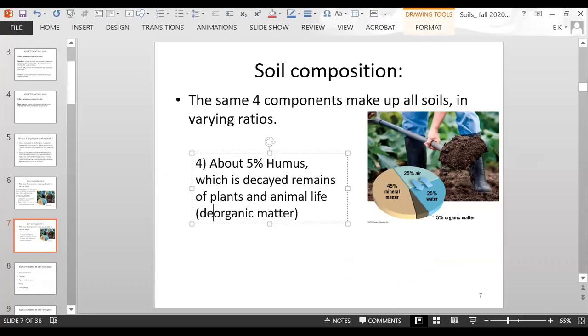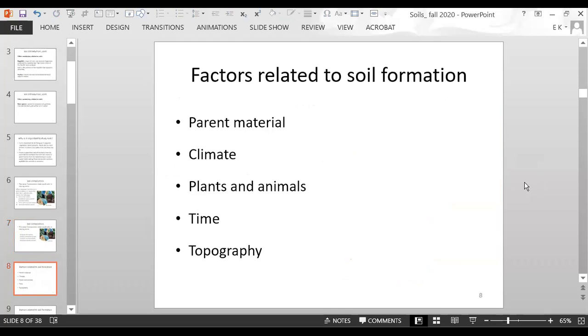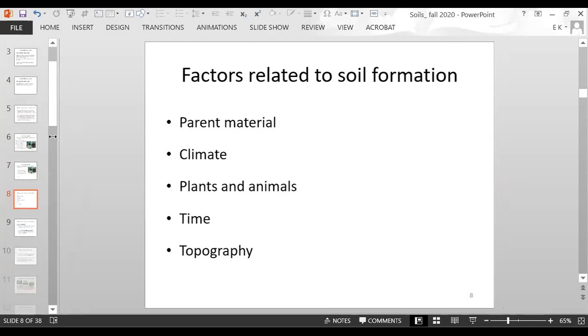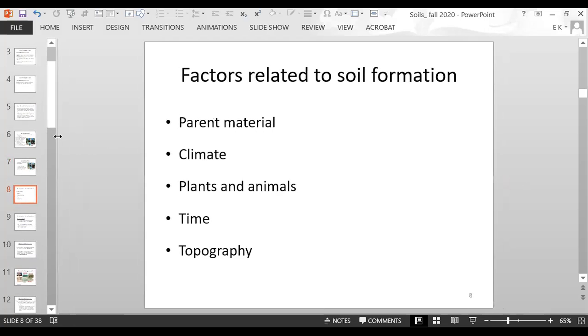I just want to make that more clear here: decayed organic matter. So those components in those percentages make up a good soil for farming, good soil for plant life. Now, many soils do not have the same ratios. They may have more or less organic material, for example.